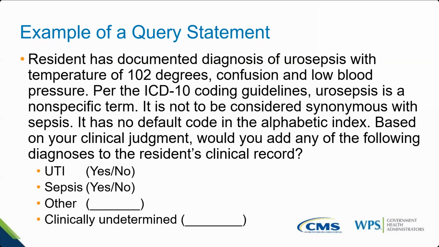So we're going to let our physician know this information and say, based on your clinical judgment, would you add any of the following diagnoses to the resident's clinical record? So is it a UTI, yes or no? Is it sepsis, yes or no? Is it something else? And you can give them a place to fill this in. Is it clinically undetermined? And then you would also sign and date those. So this is just an example of a query statement that you could provide to your physicians to help clarify that information.